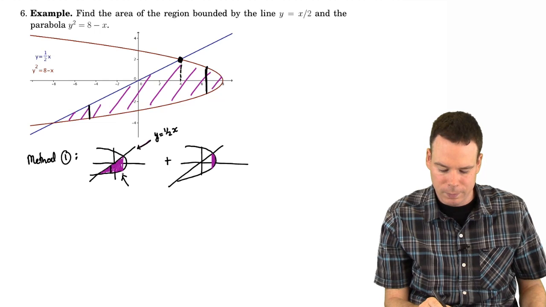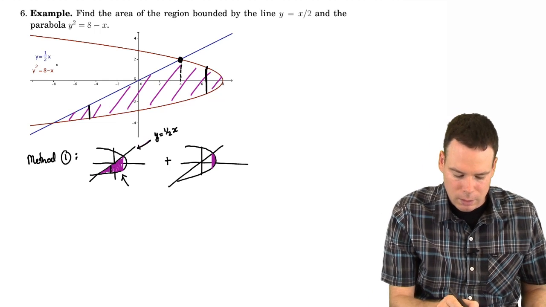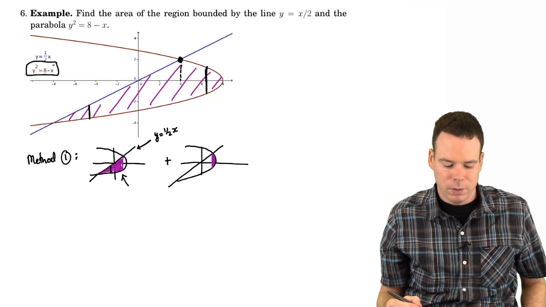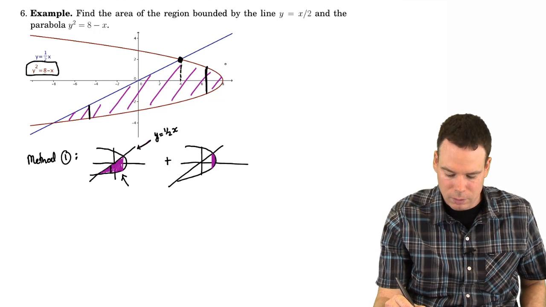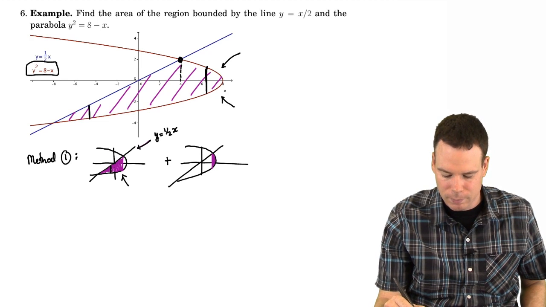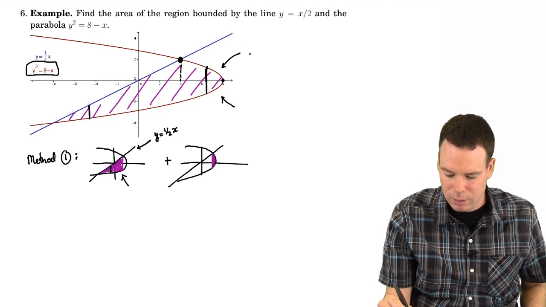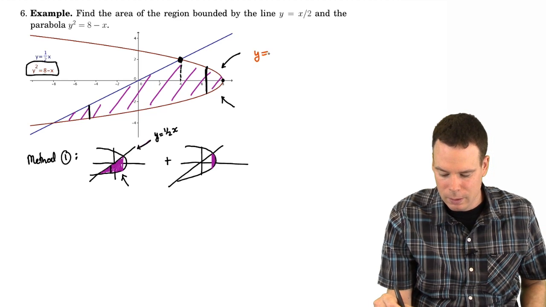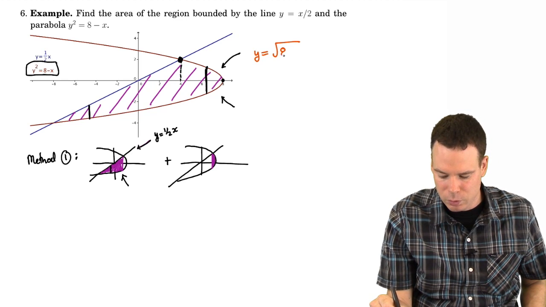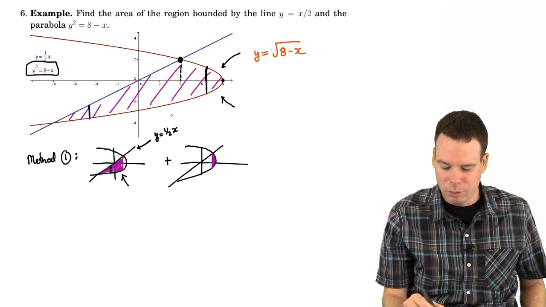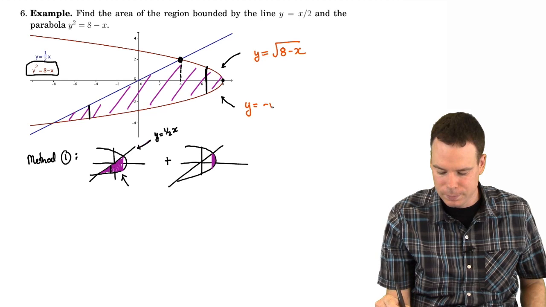However, for the lower curve, I need to have an expression for y in terms of x. For this curve, there are going to be two expressions. One for the upper curve, one for the lower curve. Maybe I'll write these in red. The upper curve would be obtained by taking this expression, solving for y. And we do that by taking the square root of both sides, but I'm going to take the positive square root. That gives me the upper portion. To get the lower portion, I would take the negative root.